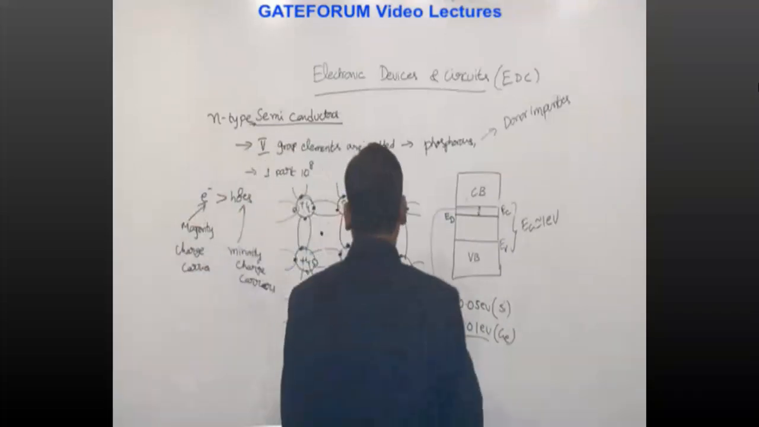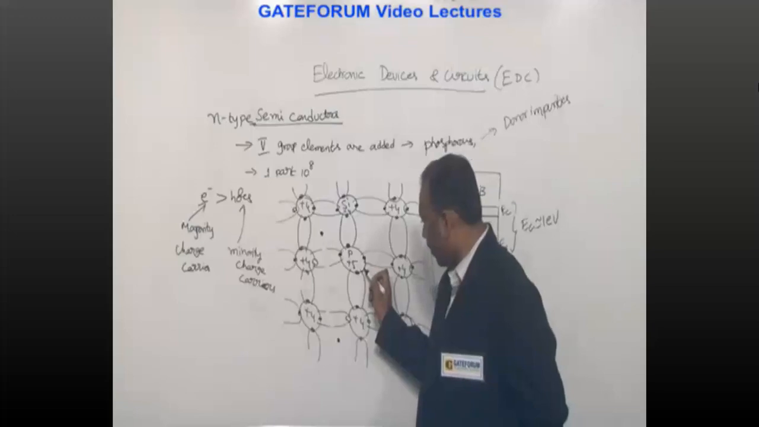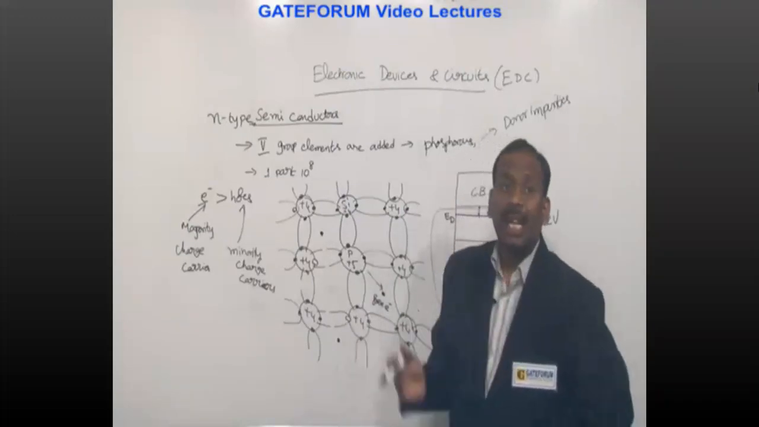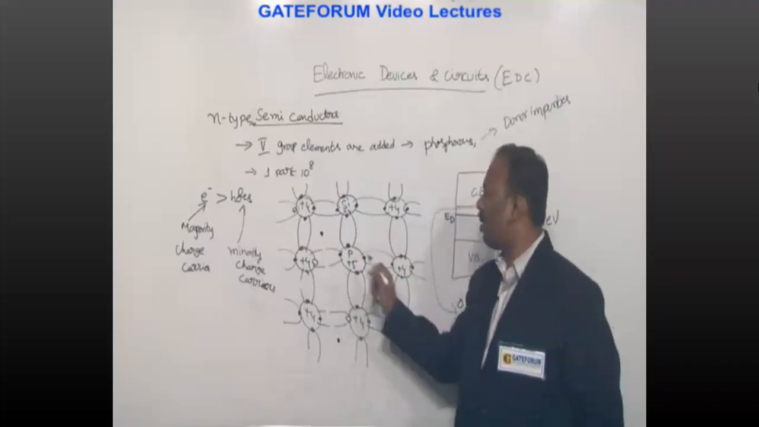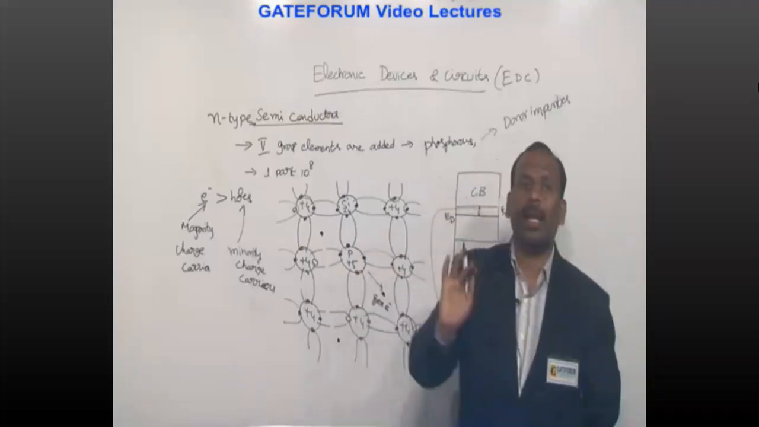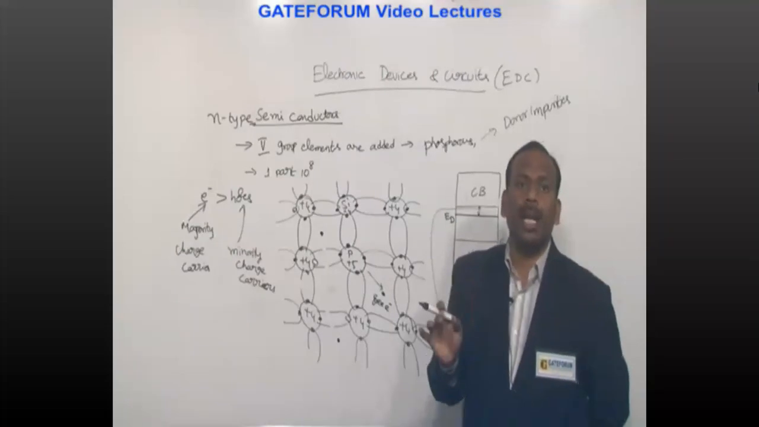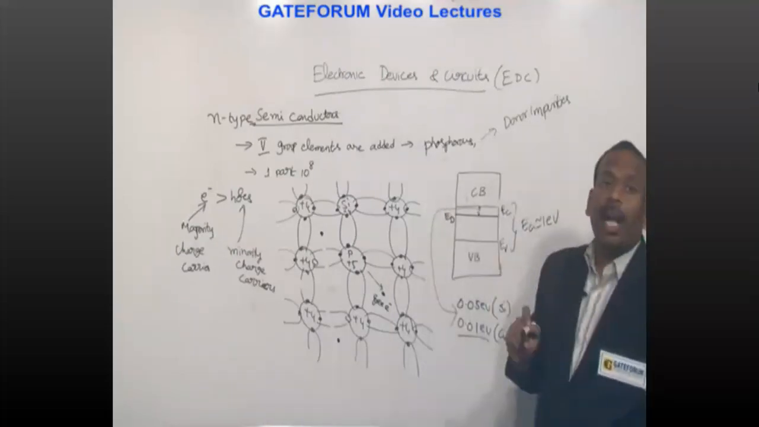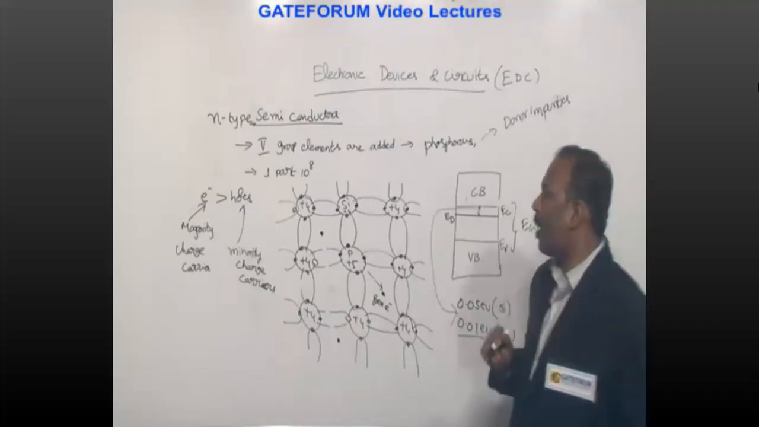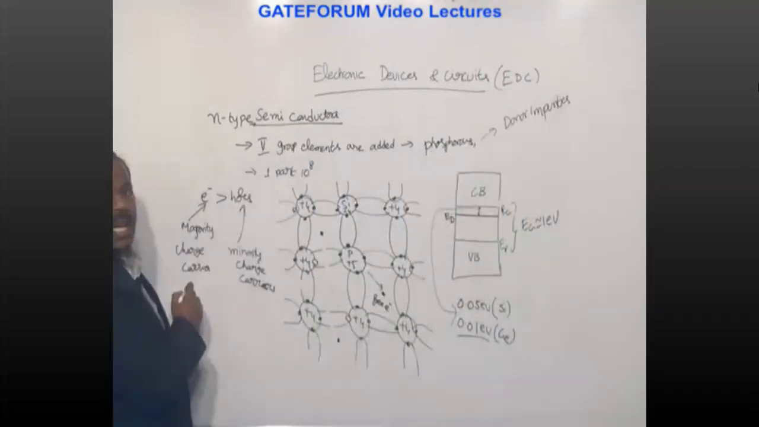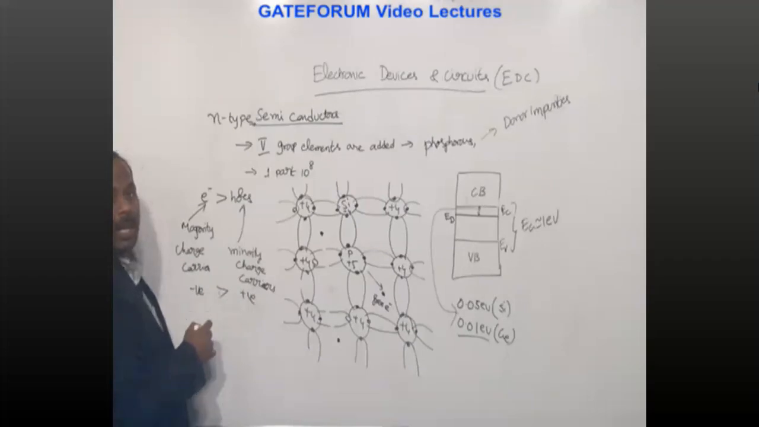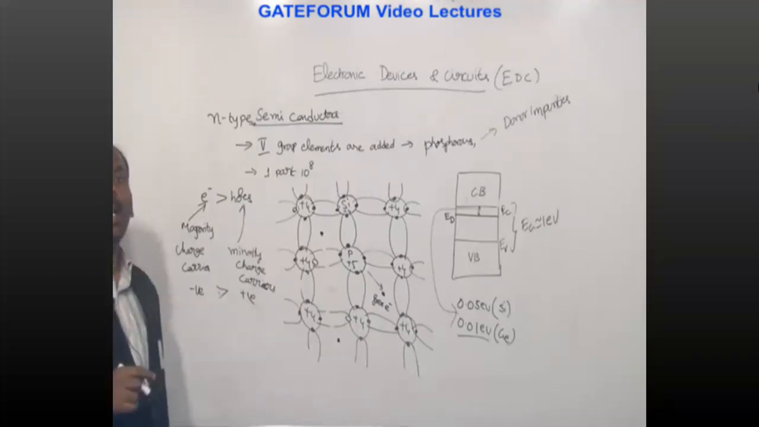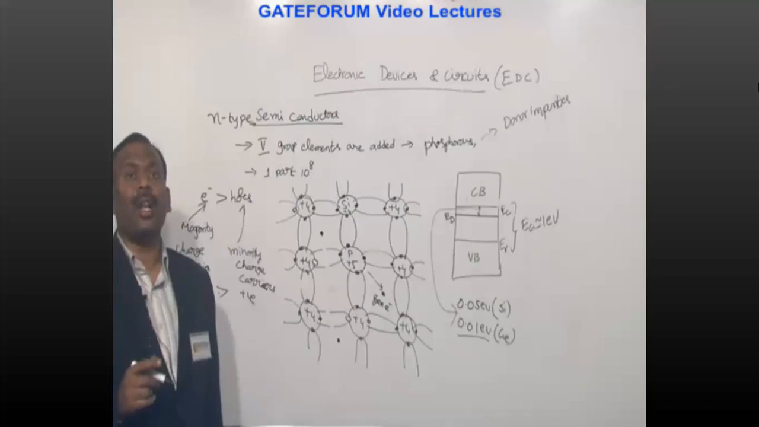Why are these called donor impurities? They donate: here 5 electrons are there, and 1 electron is donated. The remaining 4 form covalent bonds and stay with this atom, but the fifth one is left free. Therefore, these are called donor impurities. Now my next question: majority charge carriers are electrons, minority charge carriers are holes. Electrons are negative charge, holes have positive charge. Since negative charge is more than positive charge, is it electrically negative, electrically positive, electrically neutral, or can't we say?